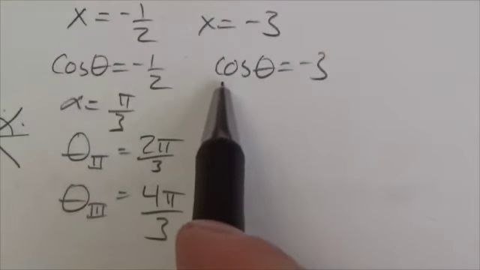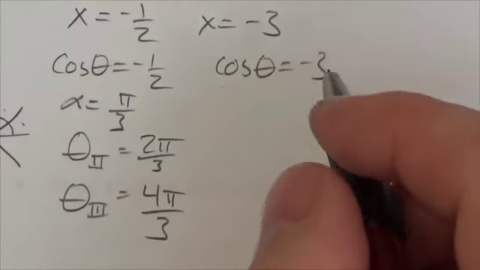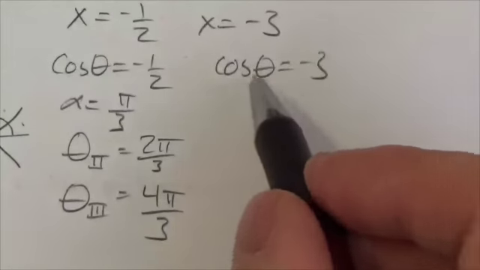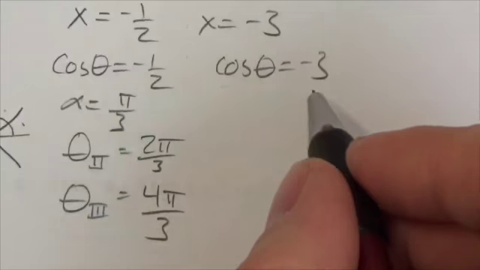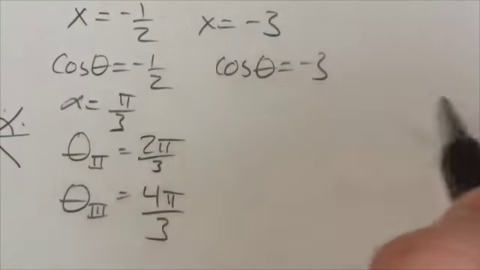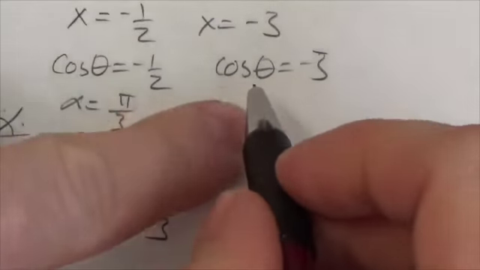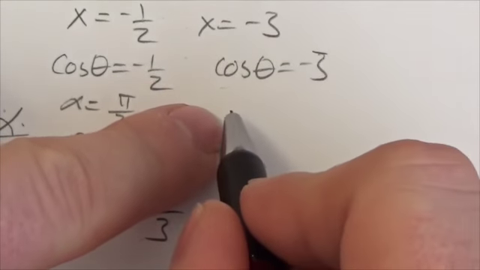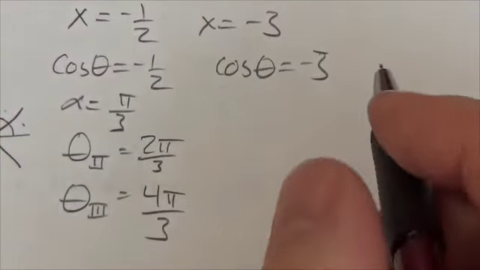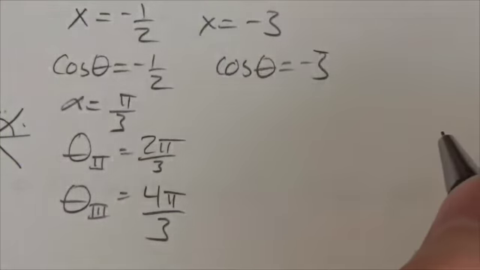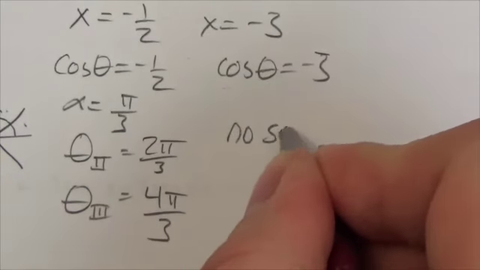Now we move over to cosine of theta is equal to -3. Cosine is negative, again in quadrants 2 and 3. However, in this case right here, notice that the ratio that we're getting here is actually outside the range of cosine. Cosine values should only ever fluctuate from -1 to 1. We've seen that a few times already. Cosine can never go to -3, so there's no solution here.